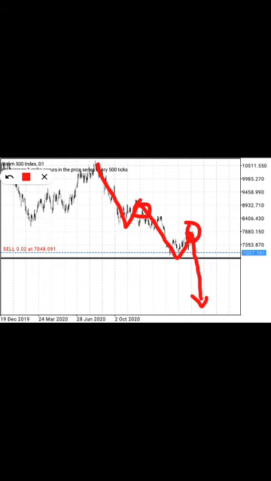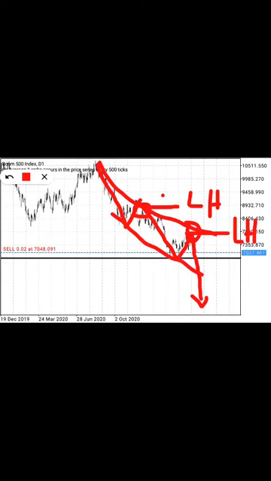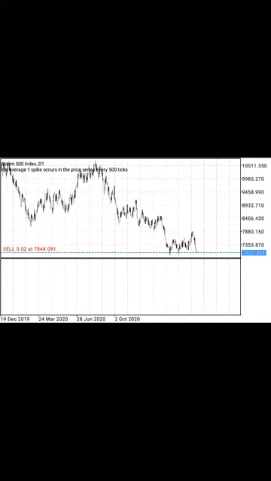So you can see this is our lower high and this is another lower high. So what we will do is draw the trend line on the lower highs, and possibly we can also use the lower lows as our bearish channel to trace the trend line.